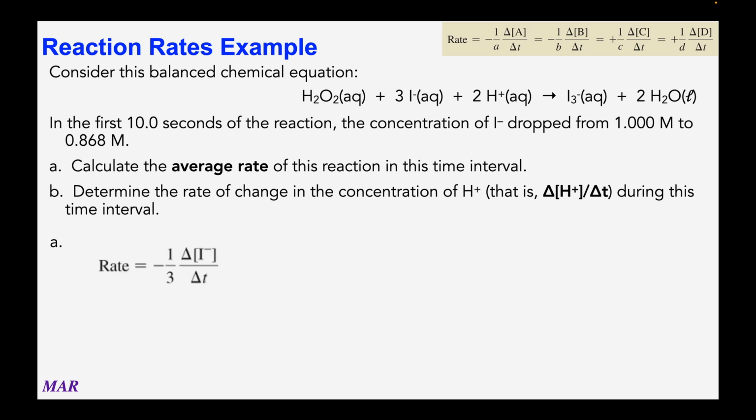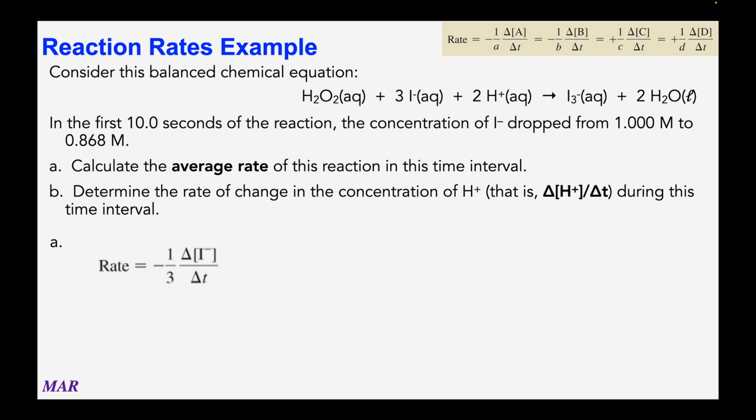So the rate is going to equal -1 over 3, delta I- concentration over delta T. Again, iodide is a reactant, so that's why the negative is there, and there's a 3 in front of the iodide, so 1 over 3 is what we'll put there. And then the rest of it is delta I- over delta T. If this had been a product, we would not have used a negative sign; it would have been just positive. But either way, whatever the stoichiometry is, those big numbers in front of the chemicals, you want to put in front of it.